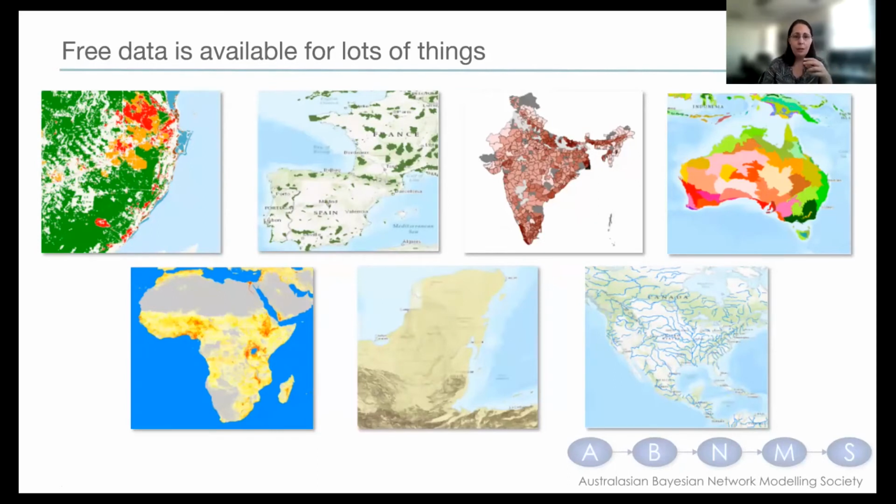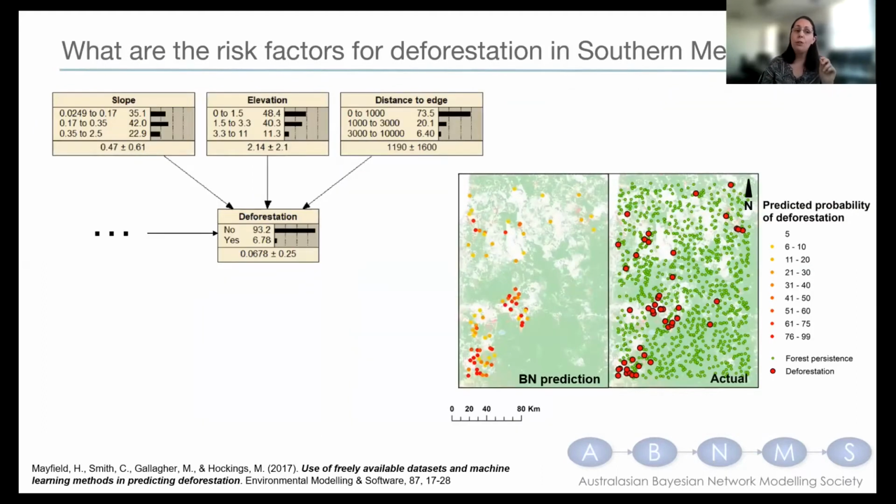We've got land use change, protected areas, ecoregions, population pressure, slope, elevation, distance to rivers, roads, railroads, anything. It's all available online, it's all free, and you can do some really cool stuff with it. So here's an example from my PhD thesis looking at applying machine learning to predicting deforestation.